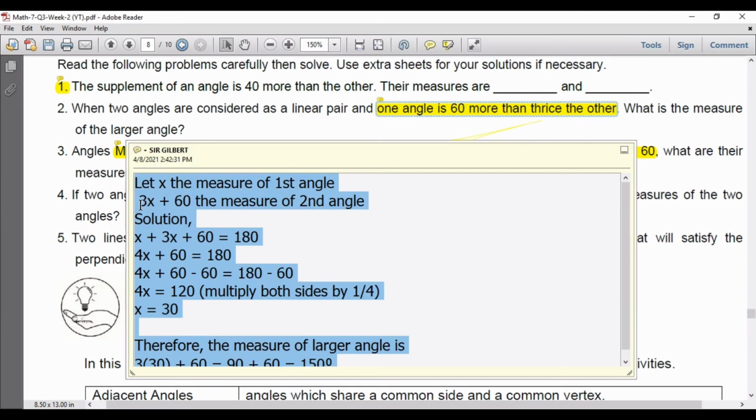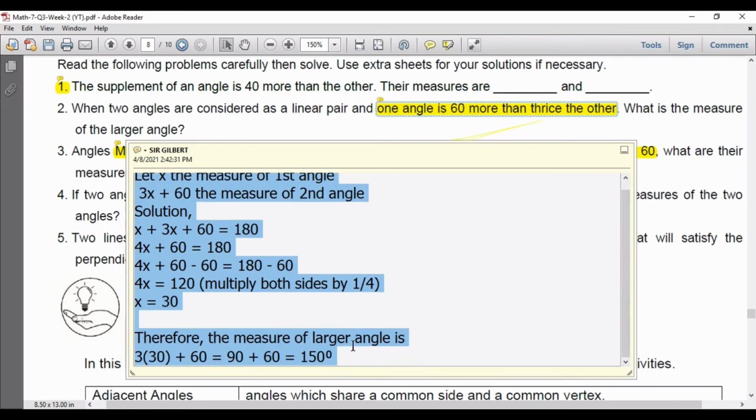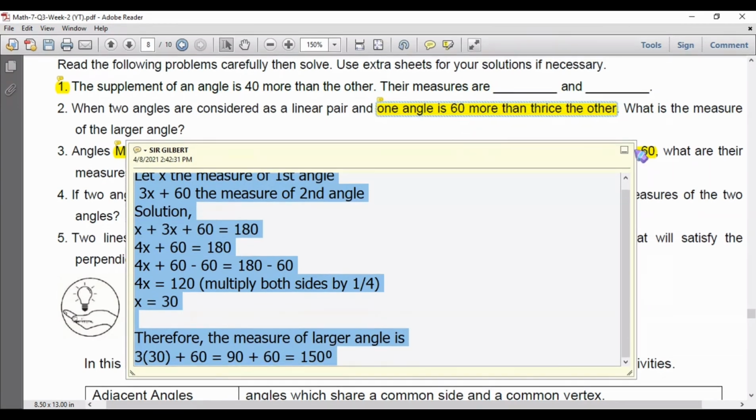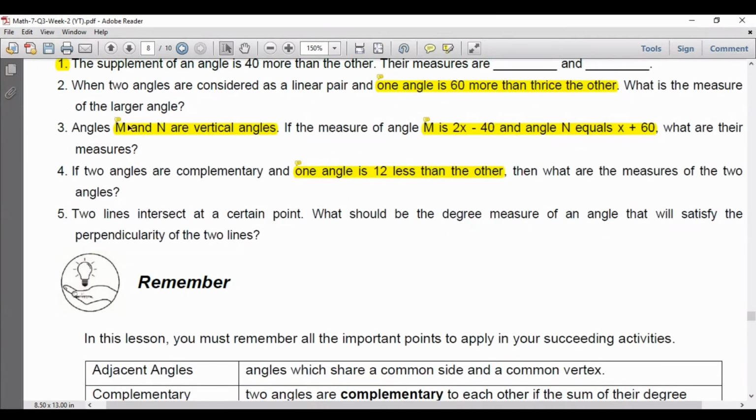The first angle is x, so that's 3 times x. One angle is 60 more than, so plus 60, the measure of angle 2. Since they are a linear pair, they are supplementary angles. So the sum of x and 3x plus 60 is equal to 180 degrees. By algebraic manipulation, you will arrive at x equals 30, and therefore the measure of the larger angle is 3 times 30 plus 60 equals 90 plus 60 equals 150 degrees. So 30 plus 150 is 180. That's correct.